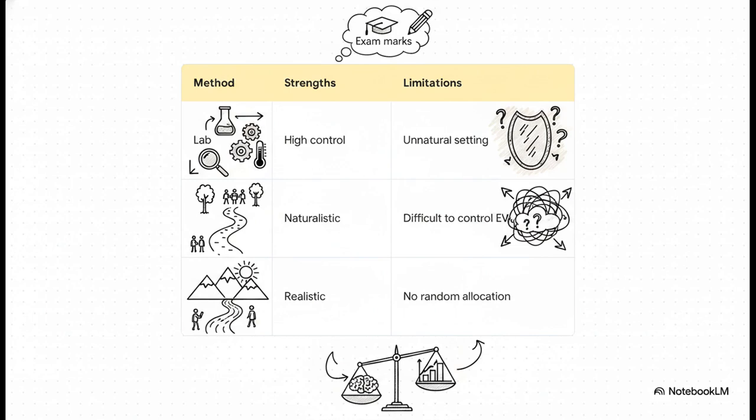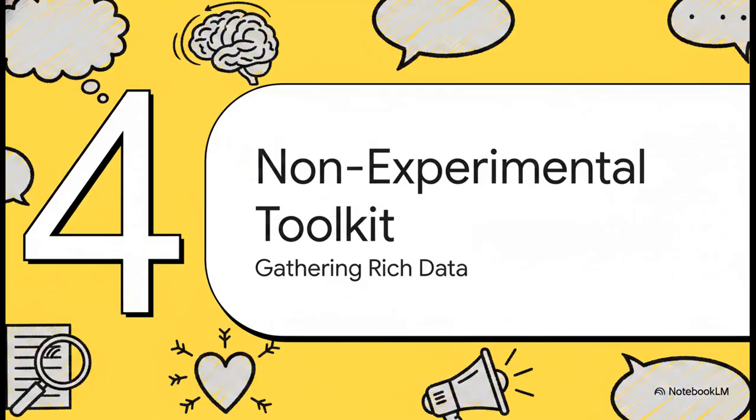The strict control of a lab experiment makes establishing cause and effect super easy, but the cost? It's heavily reductionist. It totally ignores the messy reality of the actual world. A field experiment boosts that realism and drops demand characteristics, but bam, suddenly you've got uncontrolled extraneous variables muddying up your data. And a natural experiment? Peak realism, for sure, but you completely lose the power to randomly allocate your participants, which can lead to some serious bias. Let's crack open our final drawer, Module 4, the non-experimental toolkit.